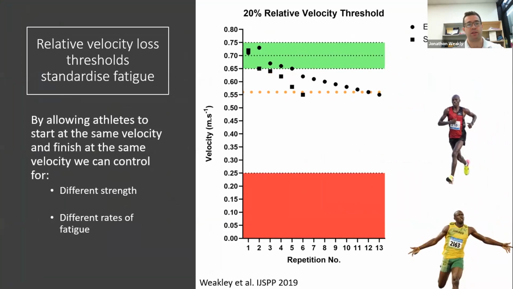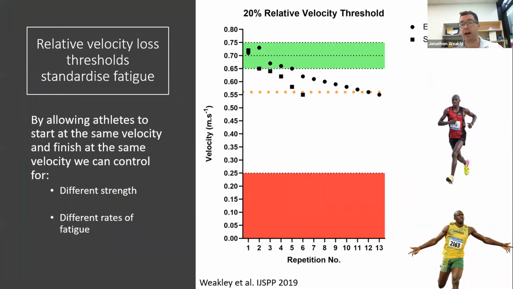And by doing this, we can start to control for the starting speed, and by adding a relative velocity loss threshold, we can allow different athletes who have different muscular endurance characteristics to fatigue at different rates, but also control the fatigue that they're inducing.